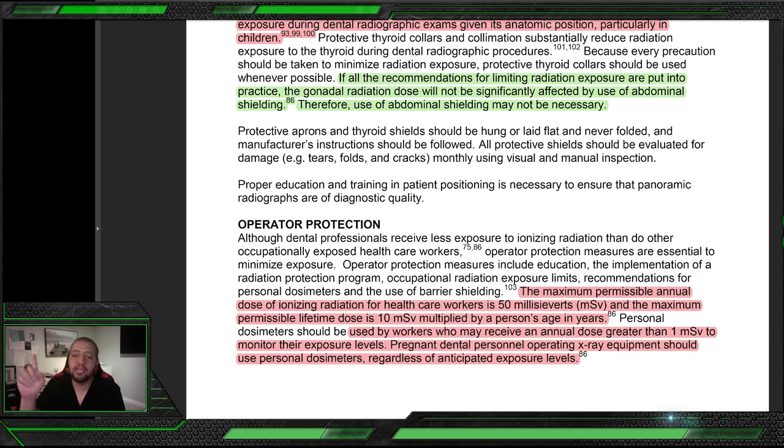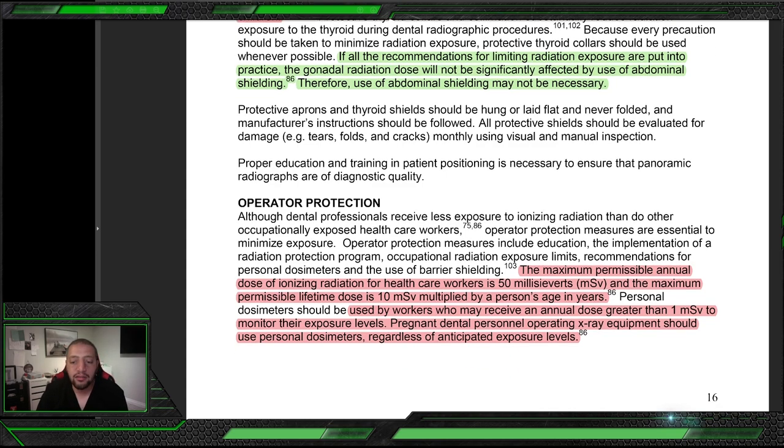So if he's 40, multiply by 10, if he's 50, multiply by 10. So the maximum barrier is 50, meaning if you reach 50, you shouldn't be in an environment with X-ray for the rest of the year. A personal dosimeter should be used by workers who may receive an annual dose greater than 1 mSv to monitor their exposure level. Pregnant dental personnel operating X-ray equipment should use a personal dosimeter regardless of anticipated exposure level.